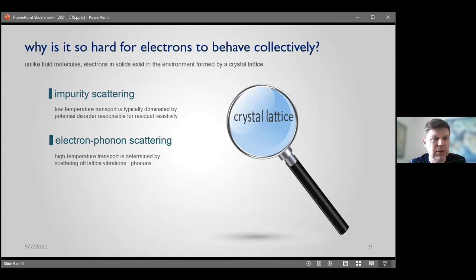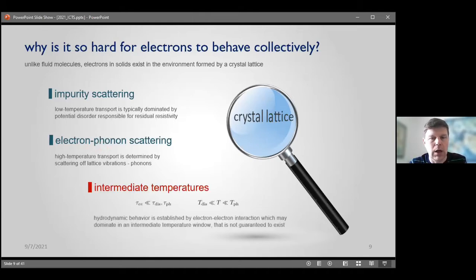And the reason for this is very simple to understand. Water molecules exist in space where we assume all kinds of conservation laws about them, whereas electrons exist in a solid and may scatter by the crystal lattice, right? They scatter off all kinds of impurities or, more generally, lattice imperfections. And they also scatter on phonons, which are lattice vibrations.